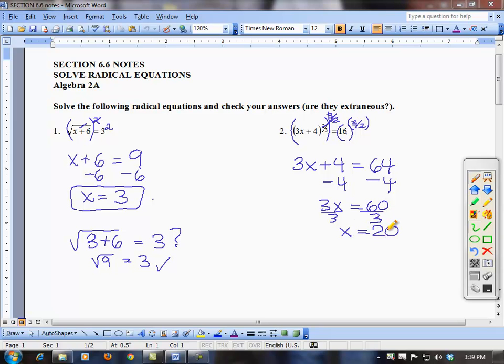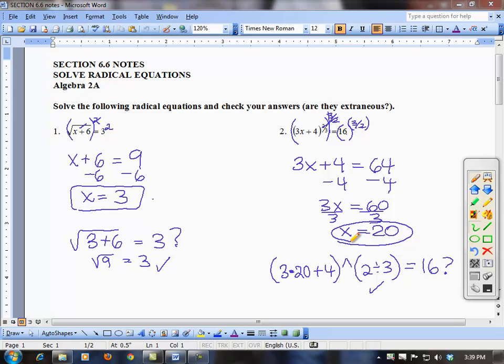Now I'm not going to circle it yet until I've checked my work. So in my calculator, I'm going to put in there 3 times 20 plus 4. And then I'm going to raise that to the 2 divided by 3 power. That's basically just how it would go inside your calculator. The question is, if I raise it to the 2/3 power, do I get 16? The answer is yes, so I'm going to circle that x equals 20 as my answer.